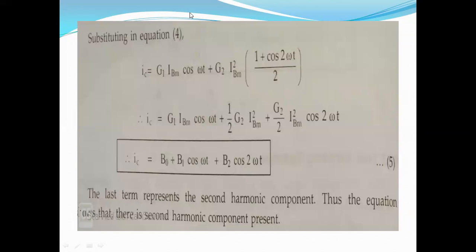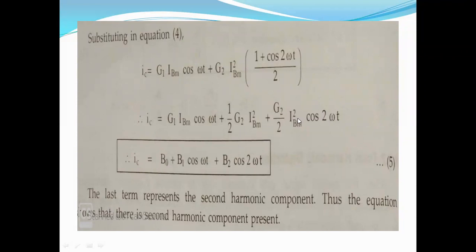So what is IB here? IB is IBM cos omega t. Substitute that: G1 into IBM cos omega t plus G2 into IB square, that is IBM square cos square omega t. What is cos square omega t? Cos square omega t is (1 plus cos 2 omega t) by 2. Substituting this value, IC is equal to G1 IBM cos omega t plus G2 IBM square into (1 plus cos 2 omega t) by 2. So IC is equal to G1 IBM cos omega t plus 1 by 2 into G2 IBM square plus G2 by 2 into IBM square cos 2 omega t.